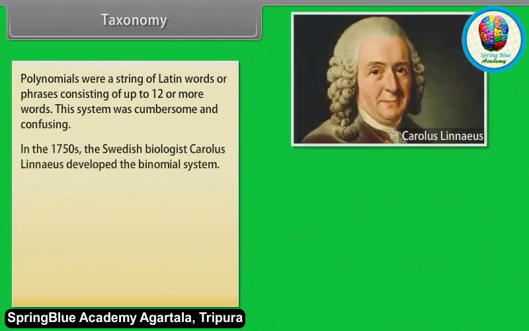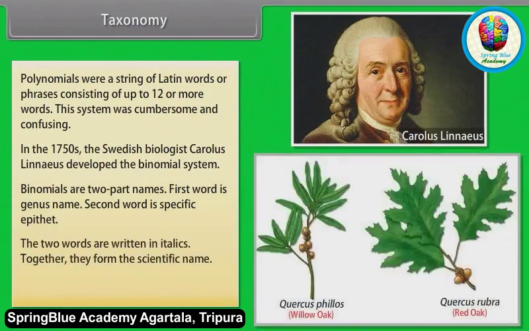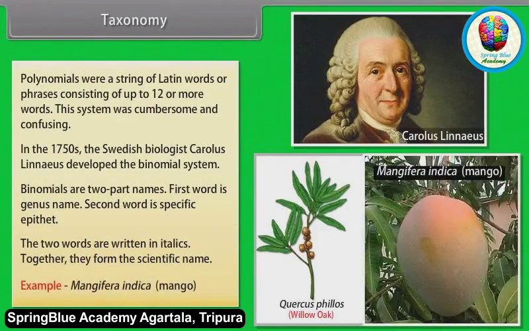In the 1750s, the Swedish biologist Carl Linnaeus developed the binomial system. Binomials are two-part names. The first word is the genus name. The second word is the specific epithet. The two words are written in italics. Together they form the scientific name. Example, Mangifera indica, mango.